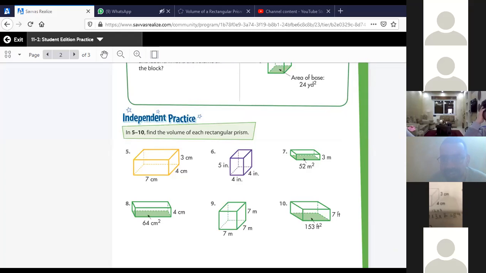So the answer is correct. Yeah, but I need you to put the unit, which is centimeter cubed.